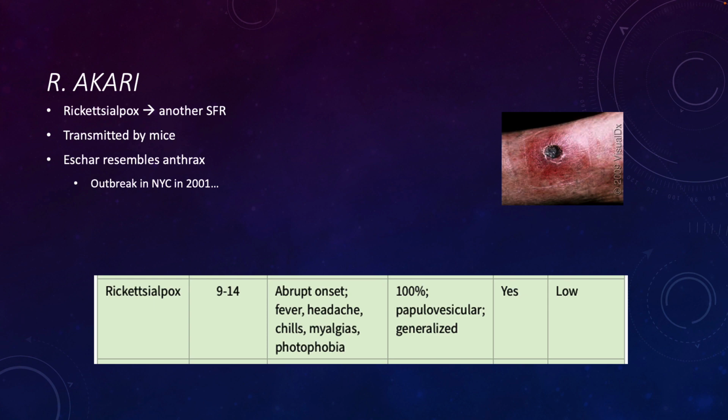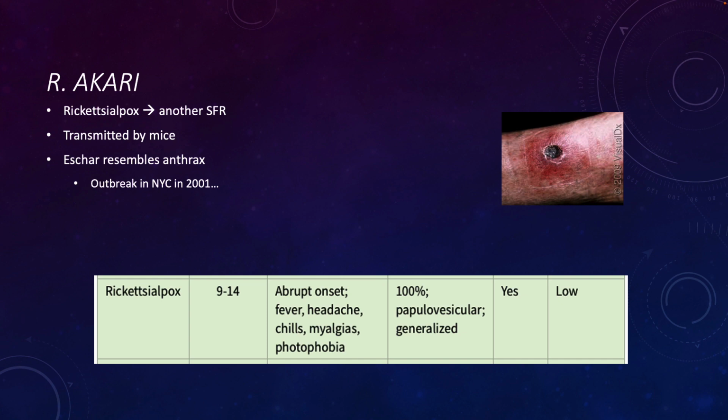The other species that we'll talk about that causes one of the spotted fever type of infections is Rickettsia akari. This causes Rickettsialpox, and it's transmitted by mice generally instead of ticks. The eschar resembles anthrax. So in this case, you do get an eschar. Right here, you see that kind of black necrotic wound. Again, you'll have the abrupt onset of fever, headache, chills, muscle pain, but also photophobia, which means you don't want to be around light.